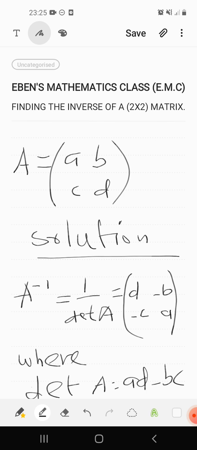Today you are going to look at finding the inverse of a 2 by 2 matrix.